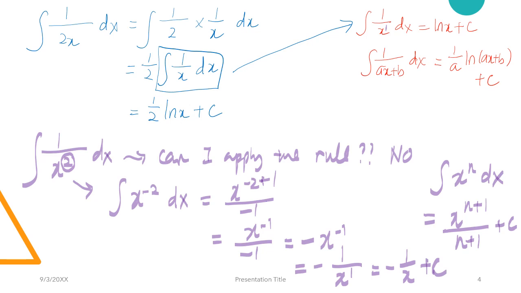Okay, so if you have 1 over x squared or 1 over x cubed, 1 over x to the power 4, no, you cannot apply the rule. The rule is strictly for 1 over x to the power 1 only. It's actually a linear factor. It's meant for linear factor. Integrations of linear factor.